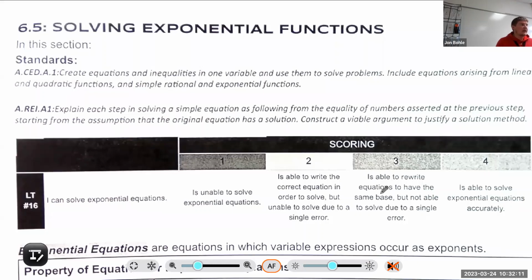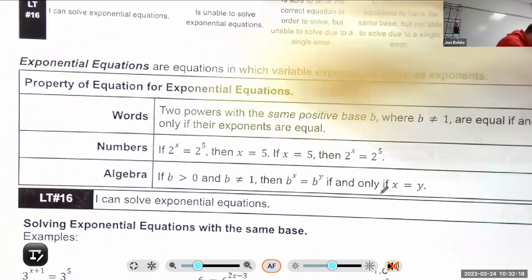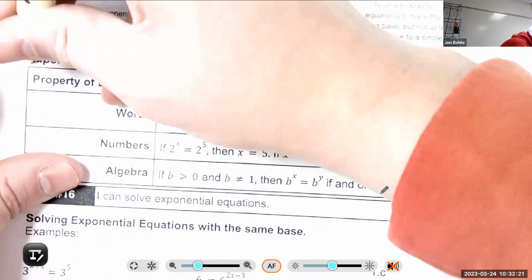You're going to be able to solve exponential equations. Exponential equations.